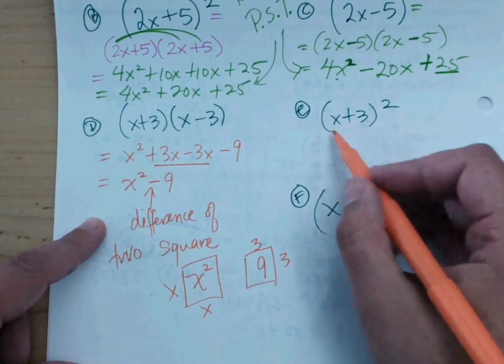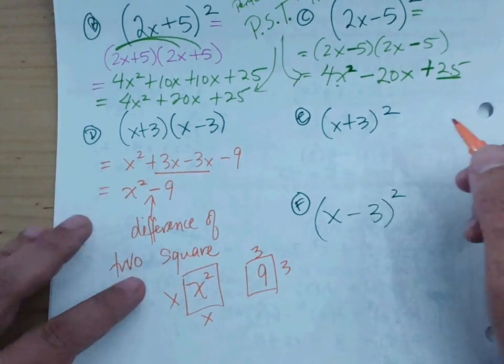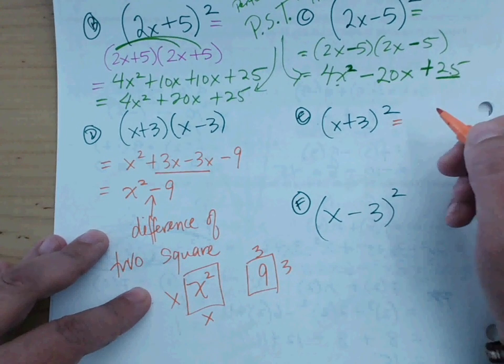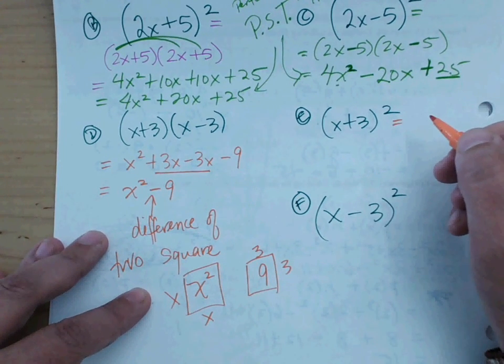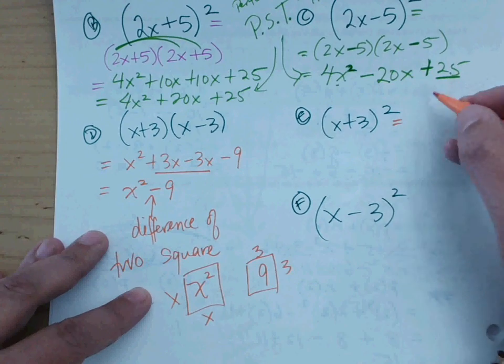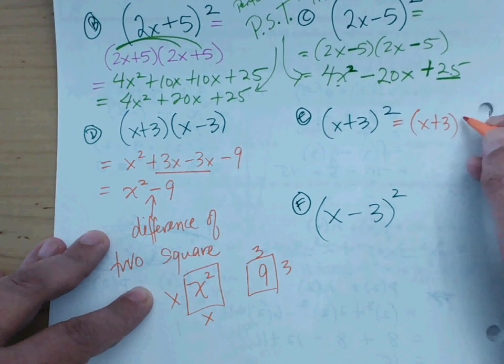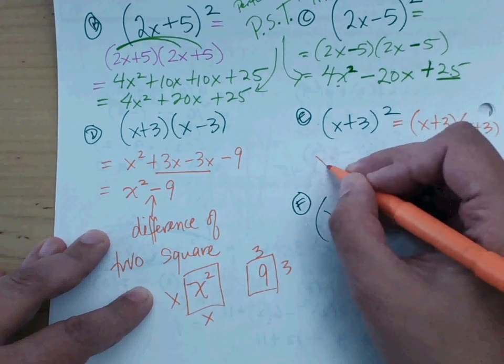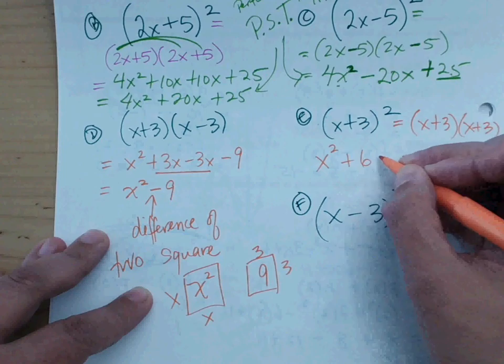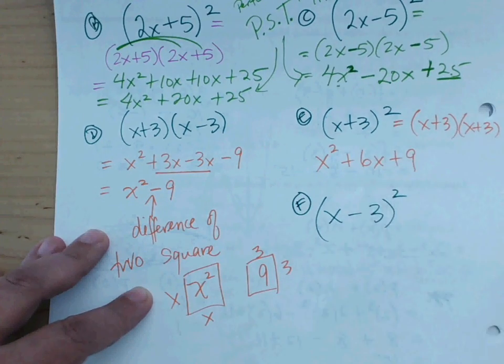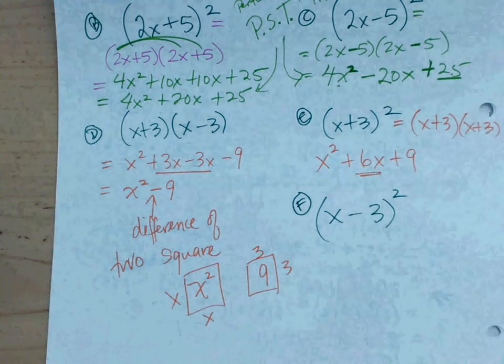What would you get if you square x plus 3? Please don't tell me it's x squared plus 9. Please do not tell me that. Why isn't it just x squared plus 9? You're saying it's x squared plus 6x plus 9. Why is there a 6x in the middle?